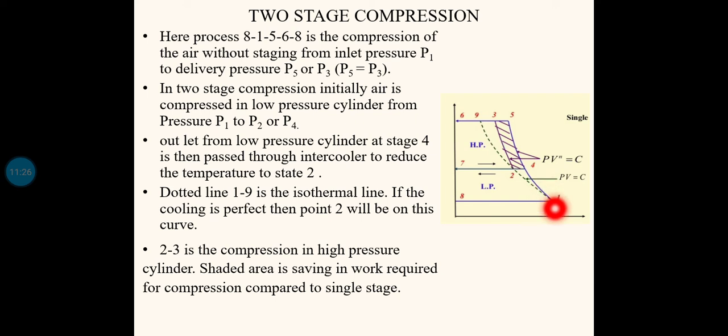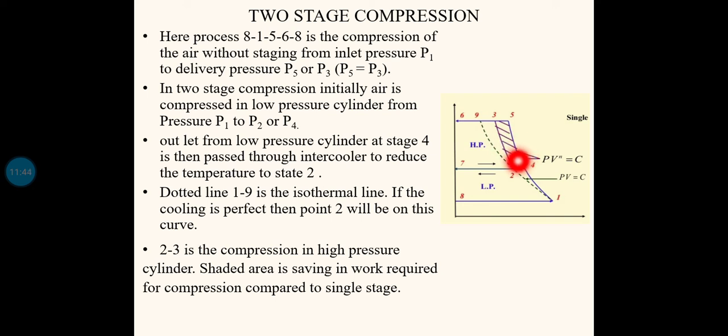If it is done in two-stage compression, you can see the difference. Up to 1 to 4, it is the same. From 4 to 2, there is intercooling. Then 2-3 is the second stage compression. You can see a gap in the PV diagram here, that is marked as a hatched area. You can see here.